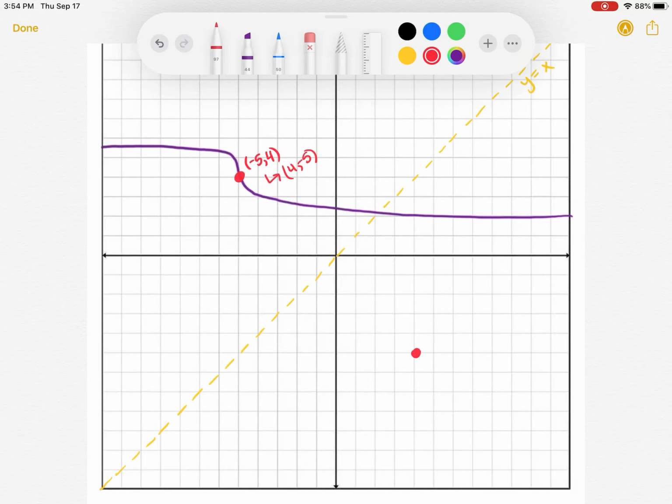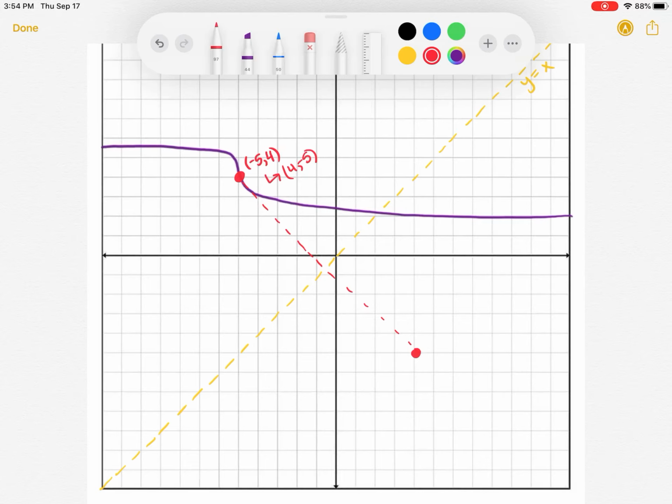Now, of course, it would take way too long if we did that for every point, but it just gives us an idea of how switching the inputs and outputs causes us to reflect over the line y equals x. You can see how these points are mirrored across the line y equals x.